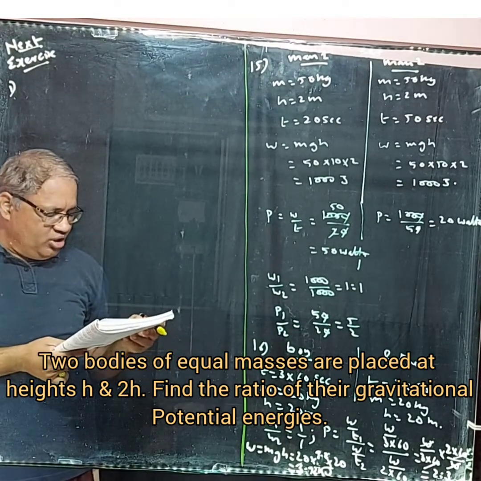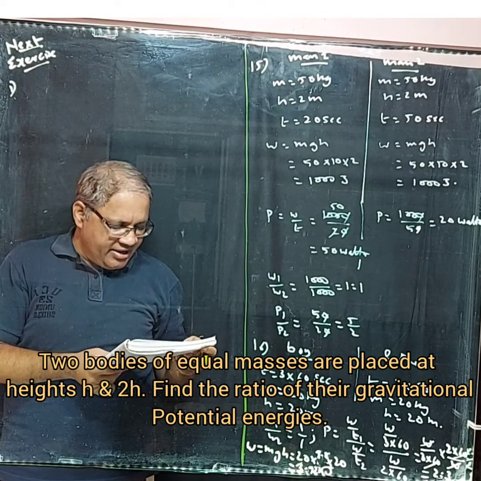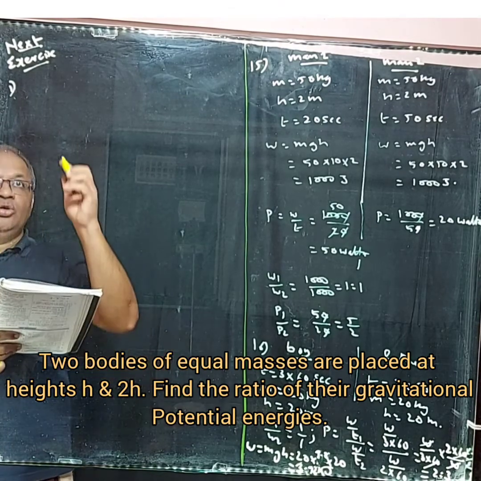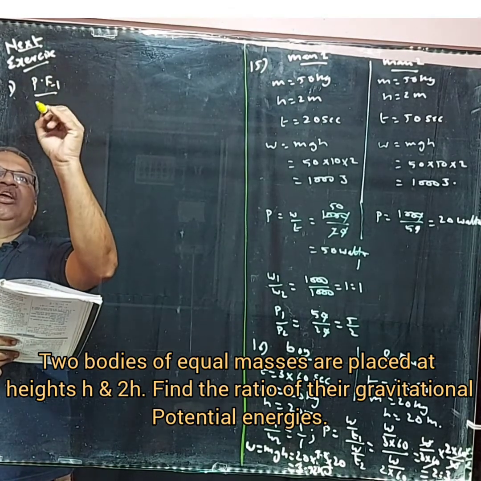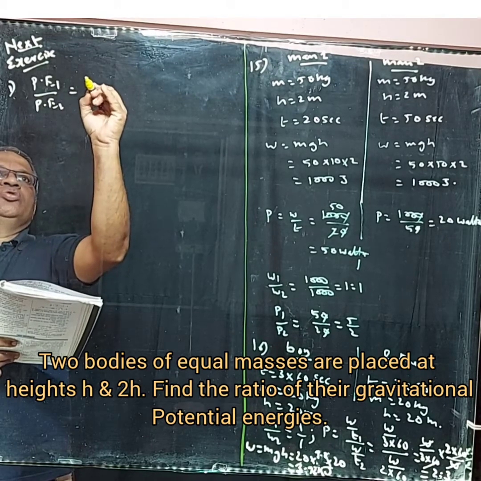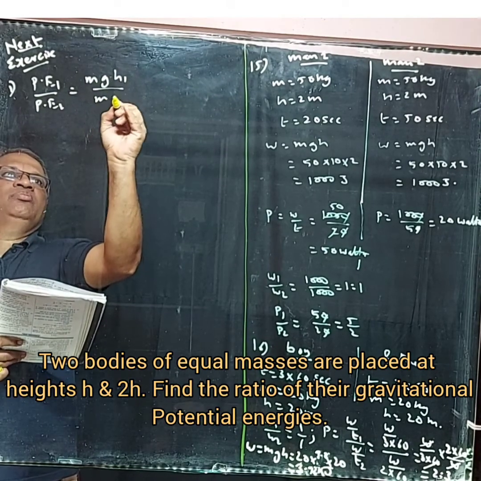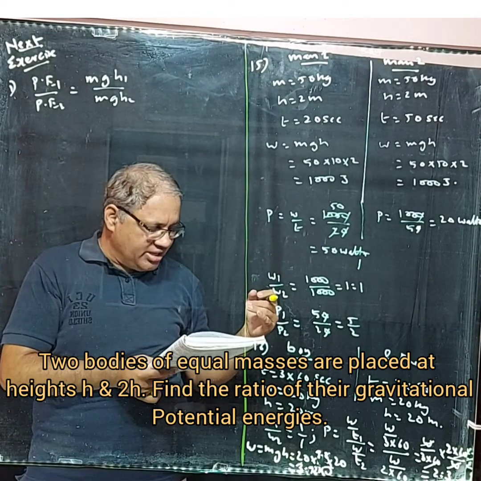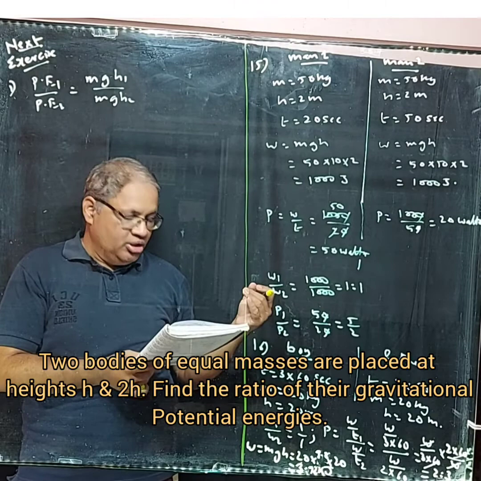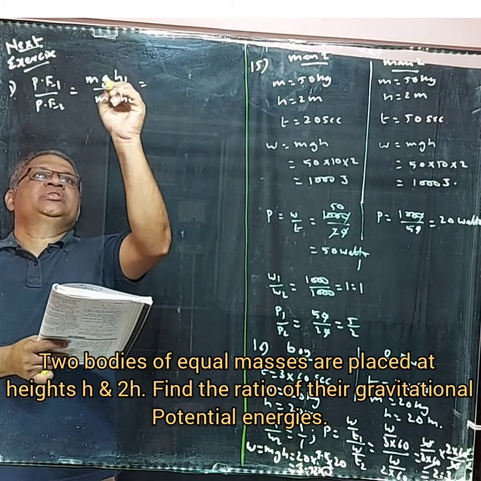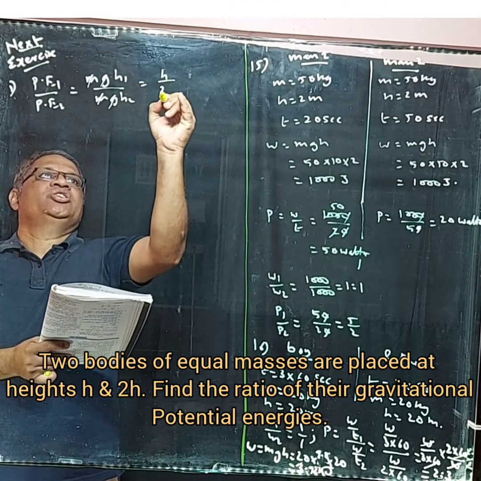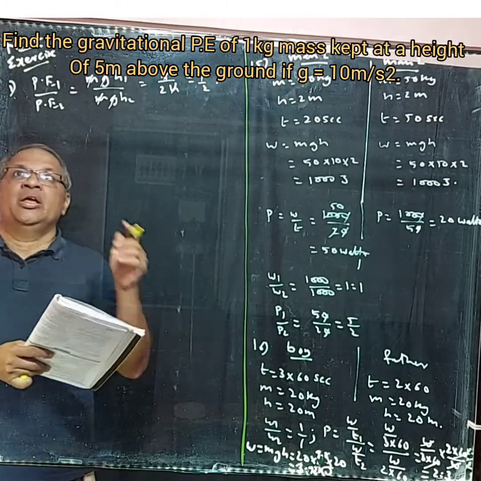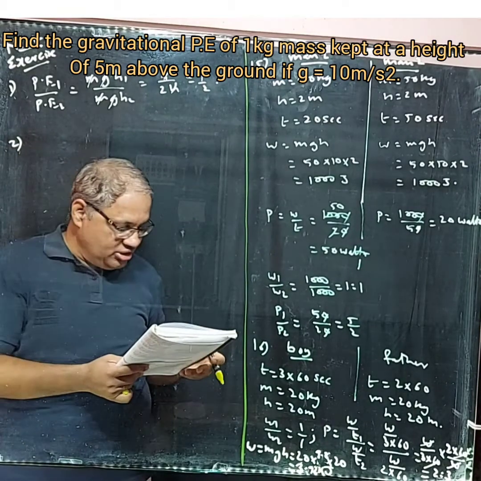Two bodies of equal masses are placed at height h and 2h. Find the ratio of gravitational potential energy. So mgh1, mgh2, because they have said the two bodies have different heights. One height is h and another is 2h. So that's why mass and gravity get cancelled. Here you write h and here 2h. h gets cancelled, 1 upon 2. That's the ratio.